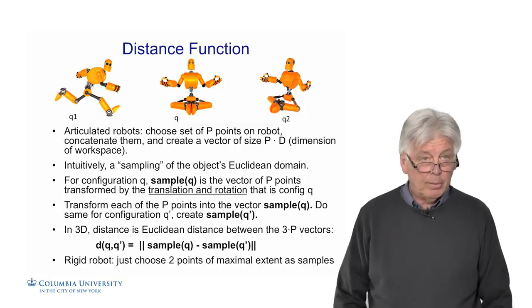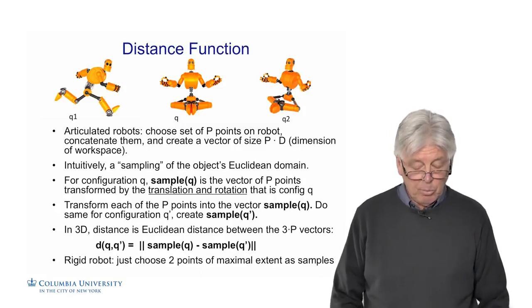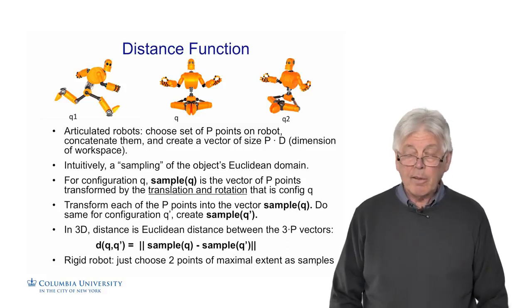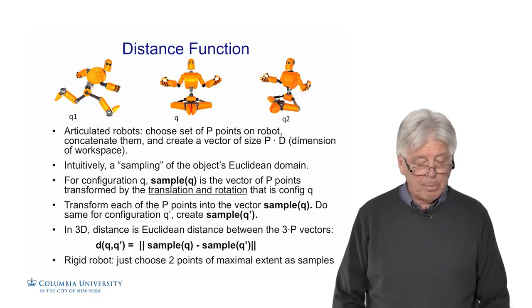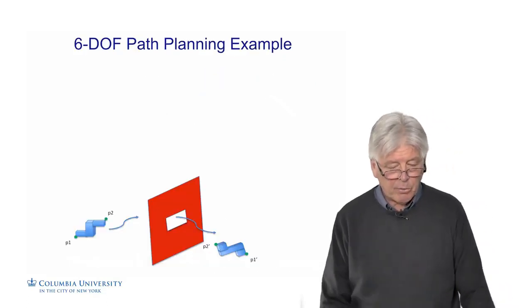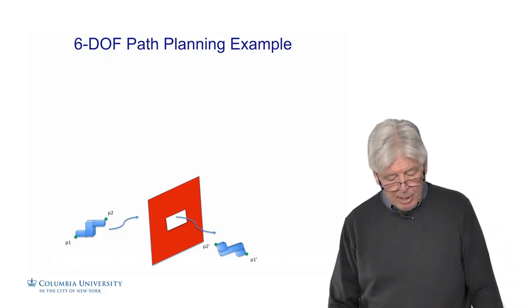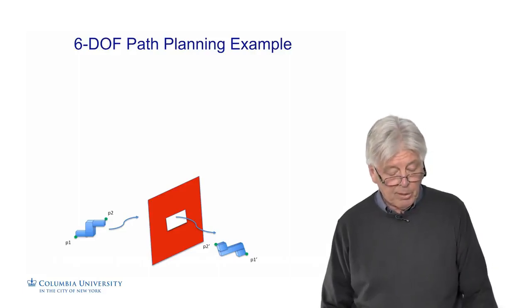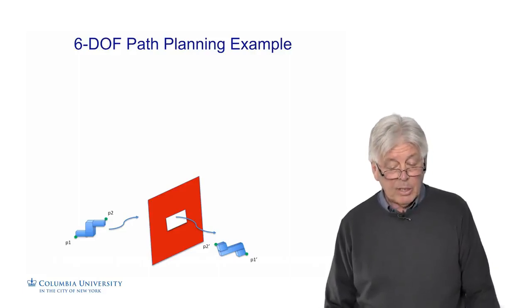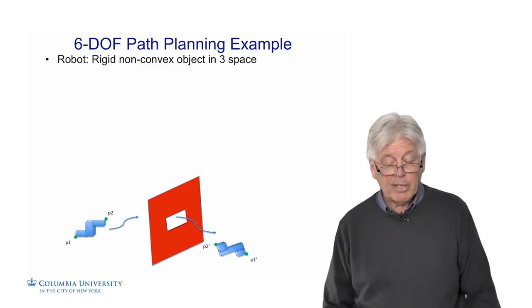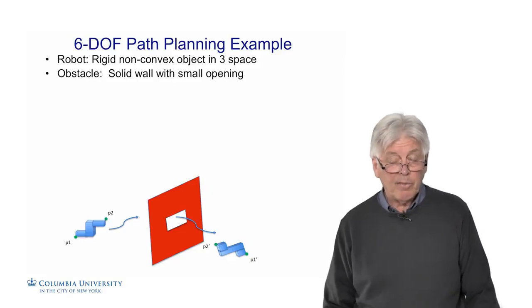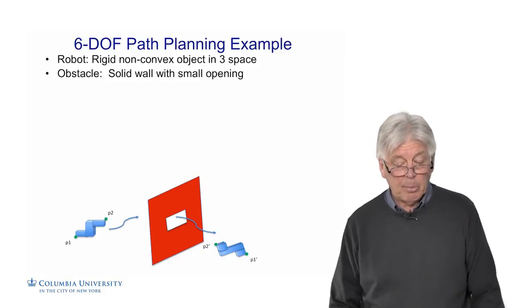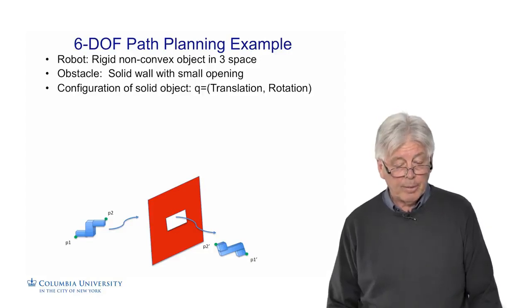Now for a rigid robot, even though it's in 3D, you just have to choose 2 points of maximal extent, because they can serve as the sampling that will say how much this robot has moved, and we'll show you an example of that. So here's a 6 degree of freedom path planning example. We have this rigid object, not articulated, which has a number of parts, and we have to get it through this small hole in this wall. So the robot is a rigid non-convex object in 3-space. The obstacle is a solid wall with a small opening, and you can see this is a fairly interesting and tough path planning problem because there's no obvious solution to it.